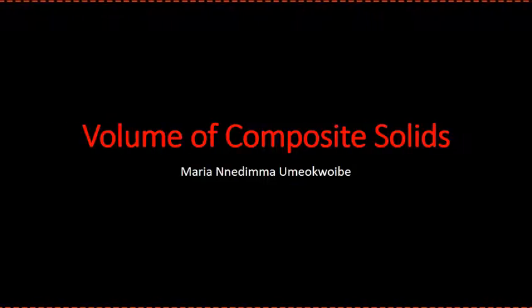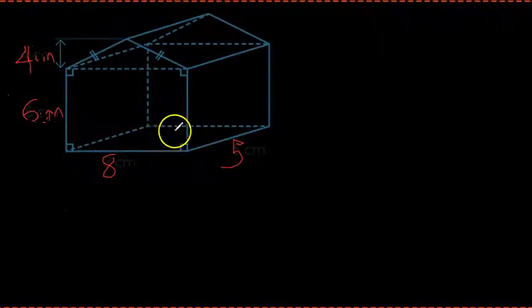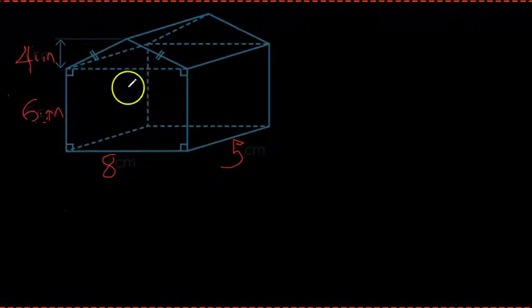Hello, welcome. In this video, you will be learning how to find the volume of composite solids. Composite solids are solids that are made up of two or more solids. You've already found the surface area of such composite solids. Let's find their volumes. For example, find the volume of this solid.